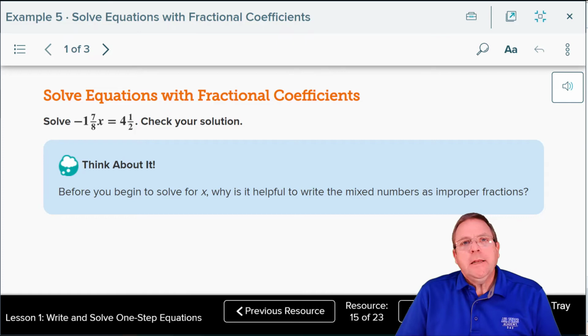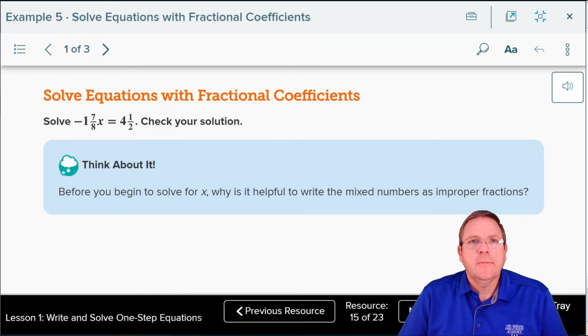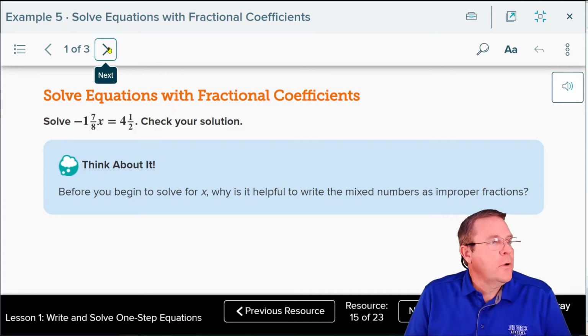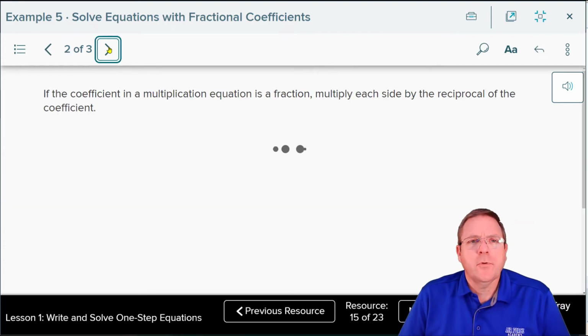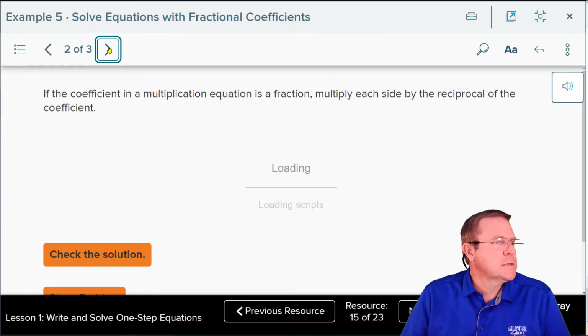They say that negative 1 7/8 times x is going to be equal to 4 1/2. And as you recall, whenever we're working with problems like this with mixed numbers, it's a good idea to start off by changing them to improper fractions. But let's see what the textbook says to do.